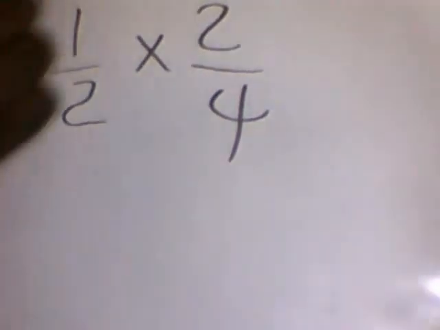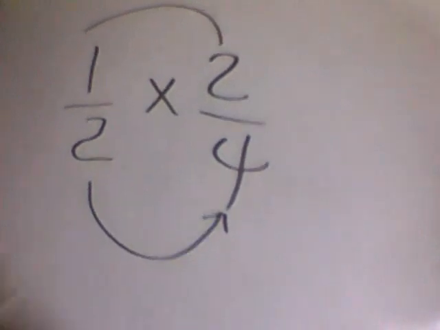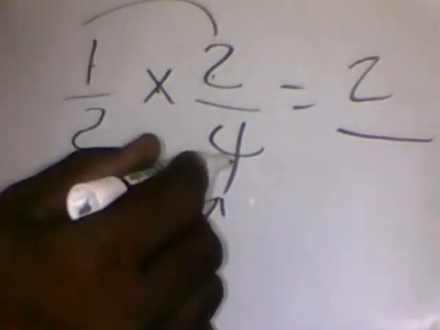Okay, now I'm going to show you how to multiply fractions. Simple. Now, a half times 2/4. In multiplying fractions, you multiply numerator by numerator, and you multiply denominator by denominator. So 1 times 2 is equal to 2, and 2 times 4 is equal to 8.